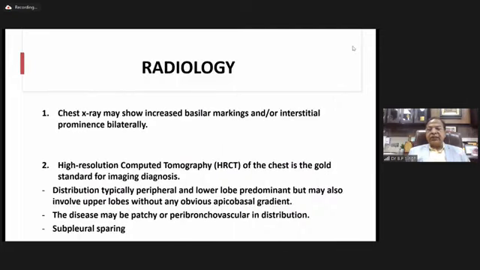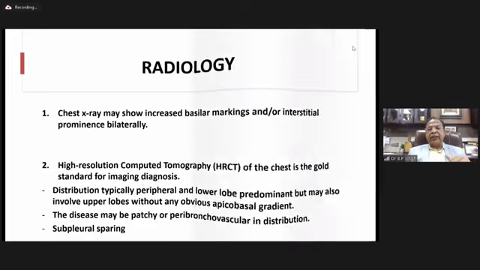Chest X-ray may show increased basilar markings and/or bilateral interstitial prominence, and it may also be normal. I will not go into the detail of the HRCT as already mentioned by Dr. Bhavin, but you all know that the distribution is typically peripheral and lower lobe predominant, but may also involve the upper lobe without any obvious apicobasal gradient at times. Disease may be patchy or peribronchovascular in distribution, and one very important finding is subpleural sparing in many of the patients.